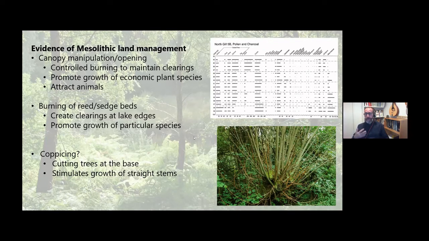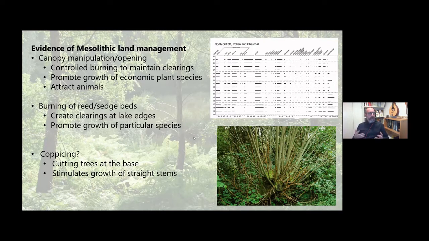We also know that Mesolithic people were deliberately burning wetland vegetation, particularly reed beds around lakes and reed swamps, and they're doing this in some cases to create clearings at lake edges where they're carrying out lots of activities. Or they're doing this in some cases probably to promote the growth of particular plant species. So if you burn reed beds, after they've been growing for a few years, reed beds will generally contain lots of other species growing in and amongst the reeds. And if Mesolithic people want to harvest reeds and want to promote good growth of reeds, what they'll do is burn the reed bed off. That will encourage the fresh growth of reeds. You'll get lots of long, very straight, very tall reed stems, which they can then harvest and use as materials.